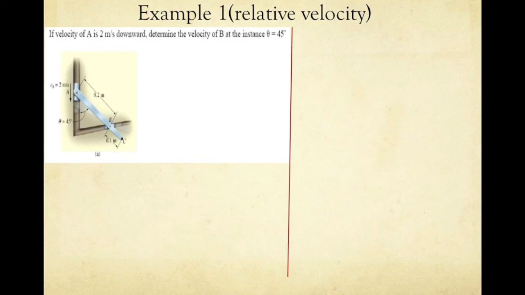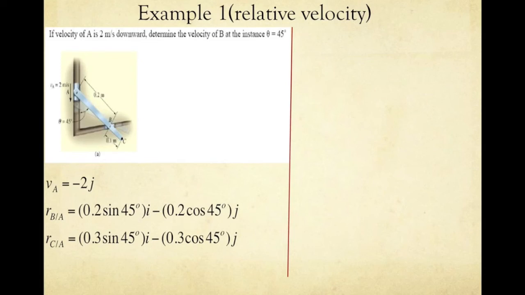Before we start solving the question, let us list down all the information given in the question. The first one is the velocity of A, which is negative 2 in the J direction. The second and third ones are the relative displacement of point B and point C from point A. The relative displacement of point C is not that important because we only want to find the velocity of B, but not the point C.